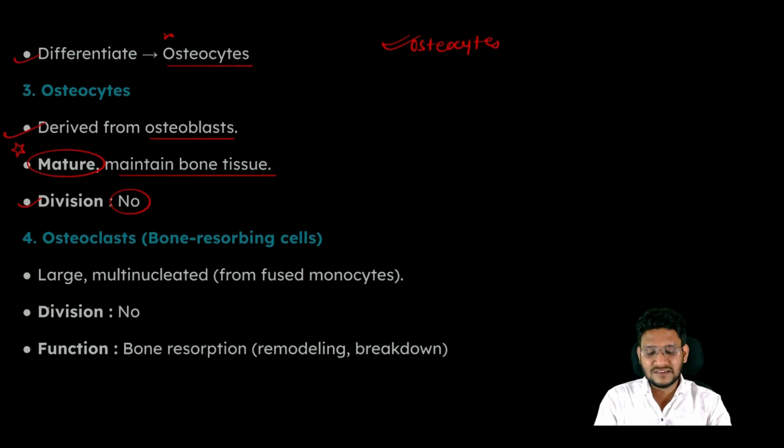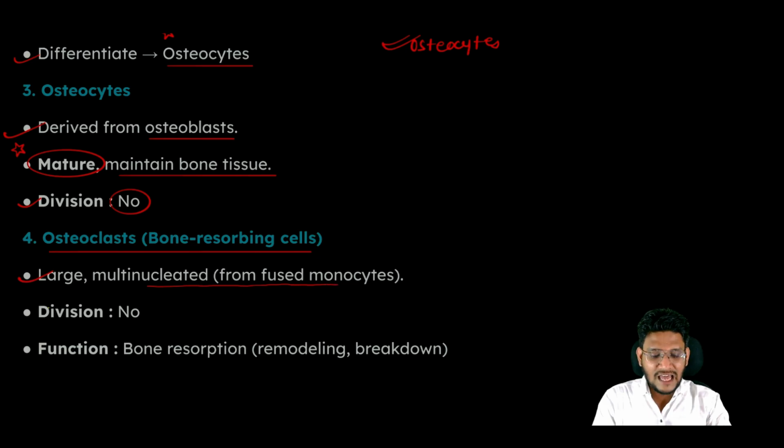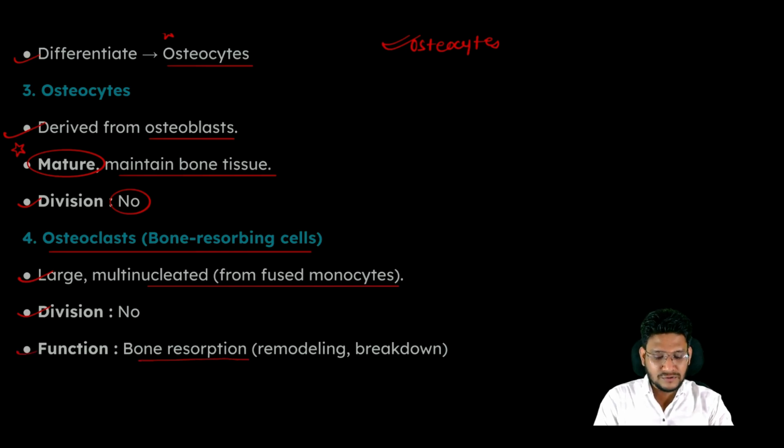Then we have another cell type, the osteoclasts. These are actually bone resorbing cells. Resorbing means they will break down the old bone tissues and dissolve that broken tissue. These are large multinucleated cells that are formed by the fusion of monocytes in the bones. There will be no division like in osteoprogenitor cells. Their function is bone resorption. They will break down and dissolve the old bone tissues.